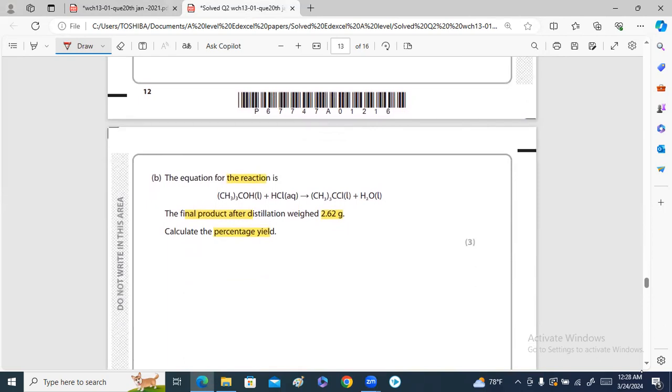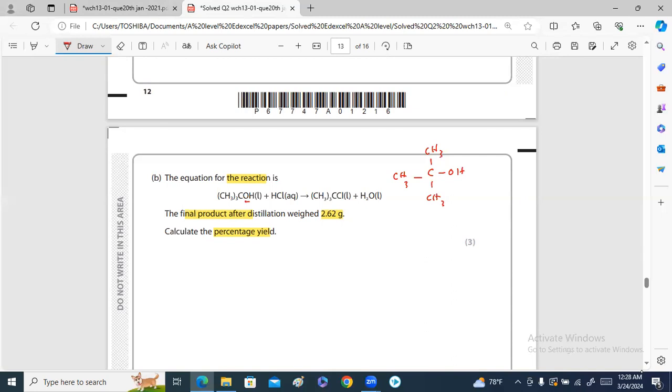The equation for the reaction is this. This is a reaction between our reagents. The reactant is like this, CH3, CH3, and CH3. It reacts with HCl, and the OH is replaced by Cl. The final product after distillation weighs 2.62 grams. Calculate the percentage yield.